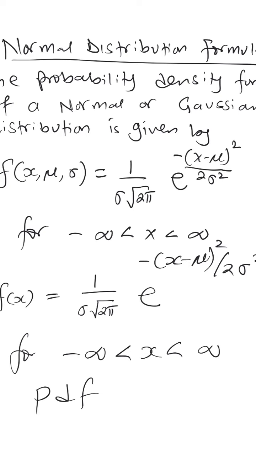All right, so what's x, what's mu, and what's sigma? That's what we need to know. What's x here? X here is the variable, okay? And then mu is the mean, then sigma is the standard deviation.